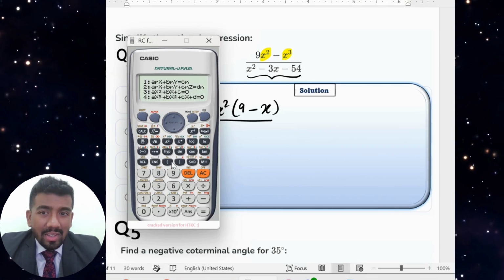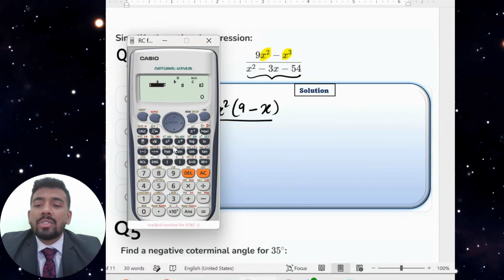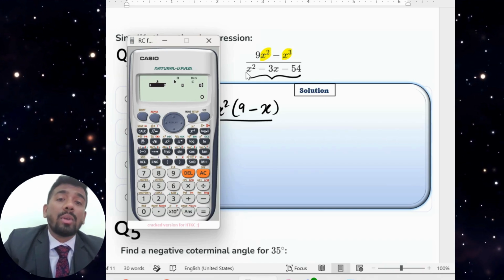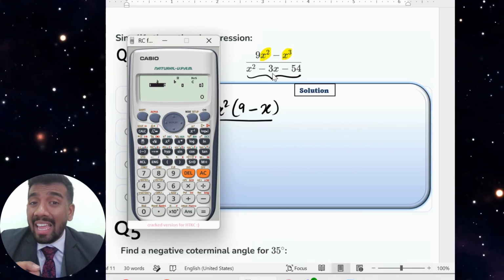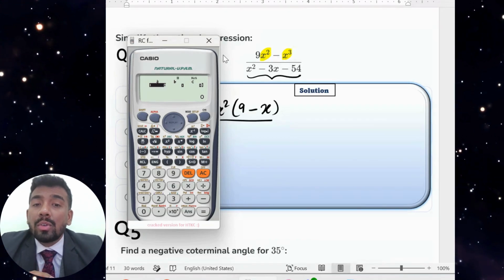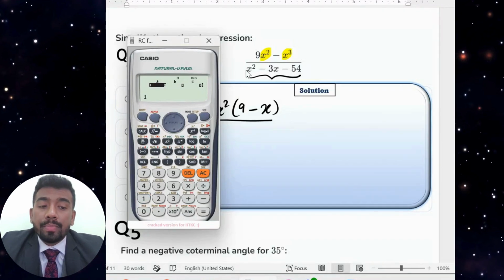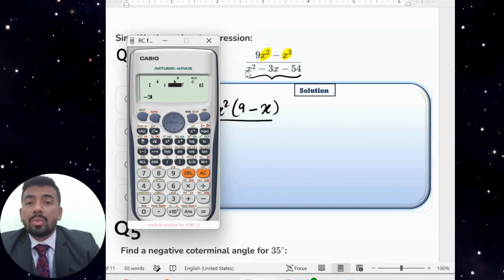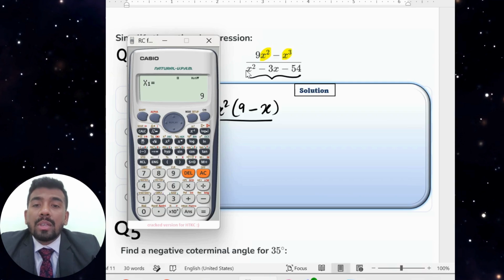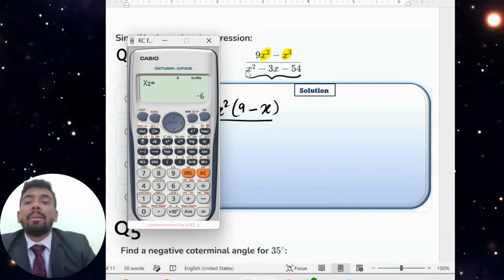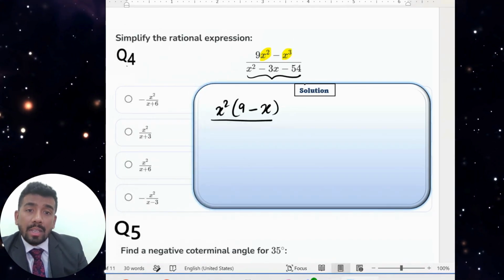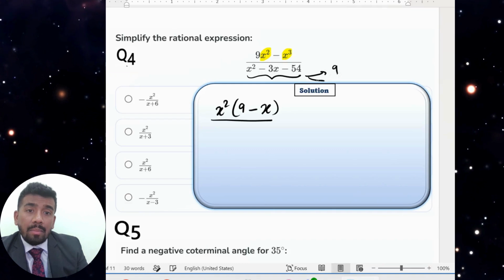So x square, you see, mod phi 3. Let's factorize it. For people who are new to it, you can factorize a quadratic expression by using mod phi 3. Try to put the coefficient; no number means 1. What's the next number? Minus 3, minus 54. So what's the answer? You get 9 and minus 6.